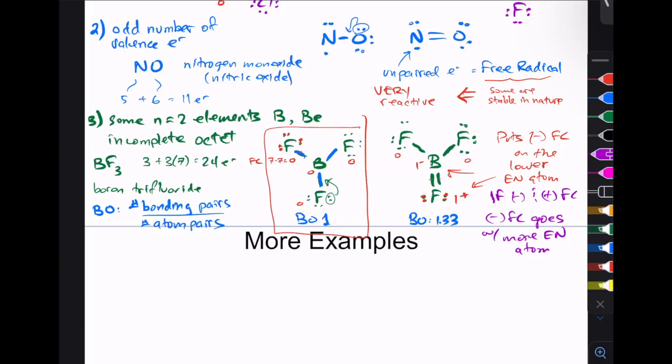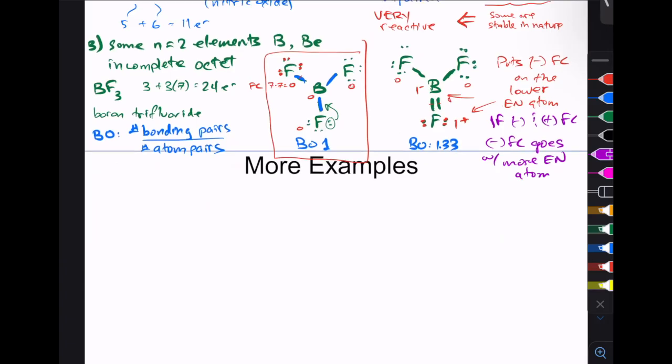Okay, so let's now just end this discussion with one more example in lecture, and then I'm going to post a little video that takes you through a few more examples. You can follow those on your own. Let's end with another polyatomic ion, PO4 3-. This is the phosphate ion.